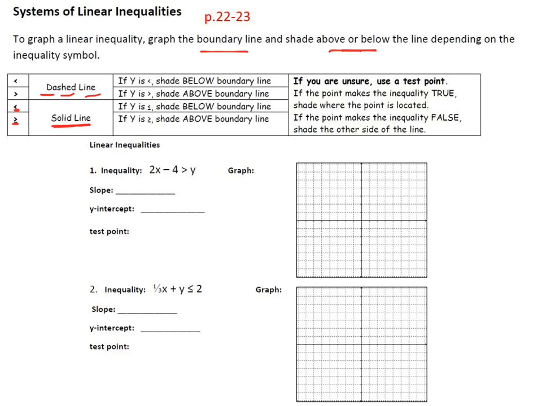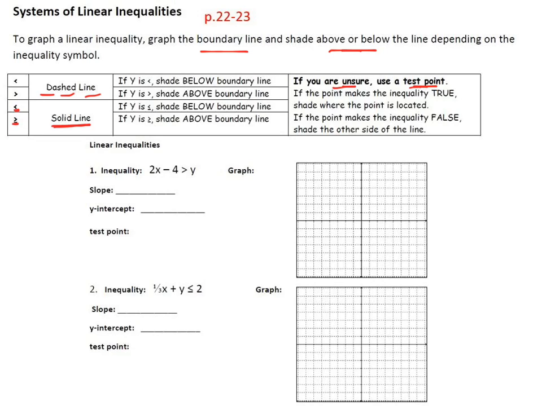Now, if you're not sure where you're going to shade, anytime you're unsure, use that test point. You can pick any point that you want. You just want to check and make sure if it makes the inequality a true statement, then that's where you're going to shade. If it makes the inequality false, then you want to shade on the other side because it is not part of the solution.